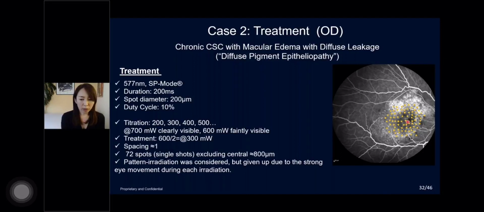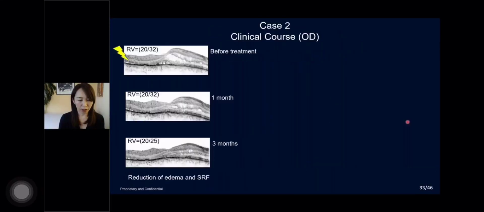For this patient I could have used the pattern, but I didn't use it because he was very nervous at the beginning and his eye moved very strongly. Every shot his eye moved, so in this case the pattern is very difficult to use. Therefore, I did it manually. It is not such a big matter. I could do this. So what happened?